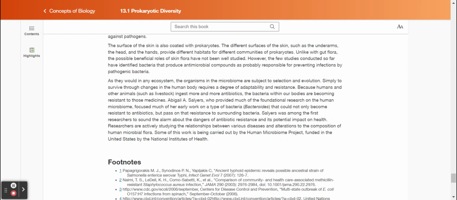Abigail A. Salyers, who provided much of the foundational research on the human microbiome, focused much of her early work on a type of bacteria, Bacteroides, that could not only become resistant to antibiotics, but pass on that resistance to surrounding bacteria. Salyers was among the first researchers to sound the alarm about the dangers of antibiotic resistance and its potential impact on health. Researchers are actively studying the relationships between various diseases and alterations to the composition of human microbial flora. Some of this work is being carried out by the Human Microbiome Project, funded in the United States by the National Institutes of Health.